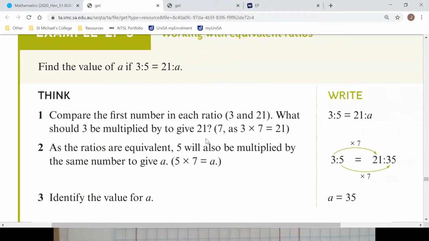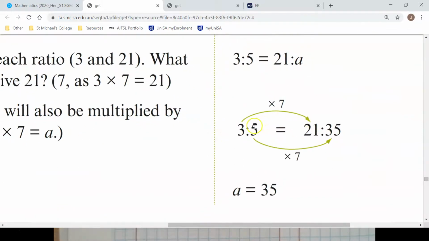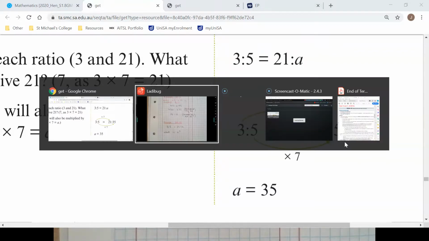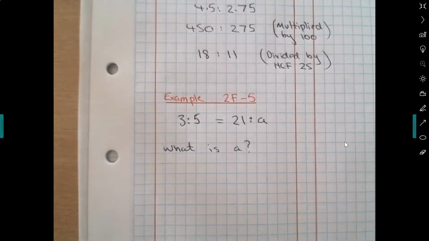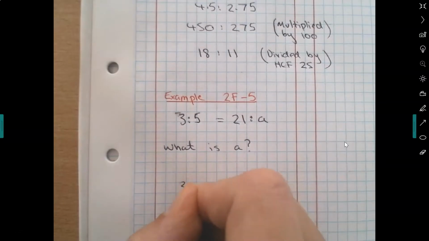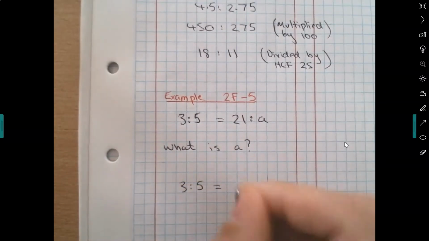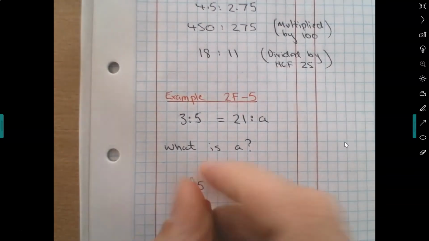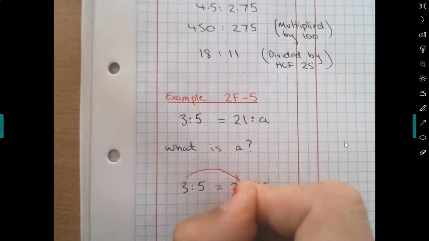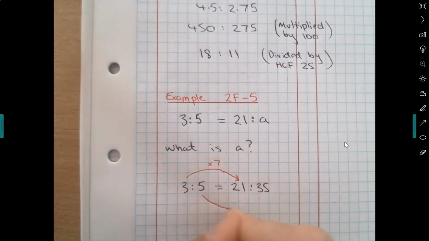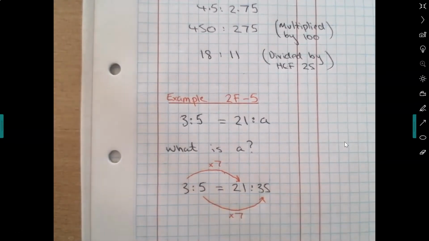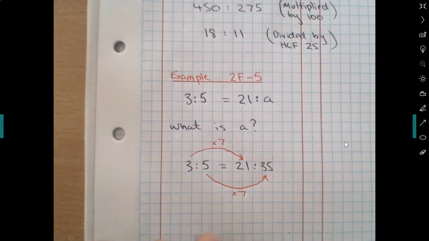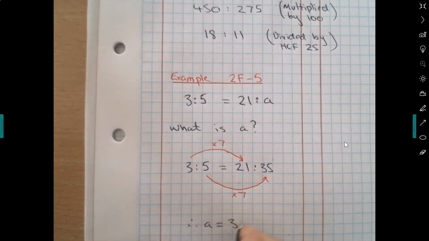So the way the textbook shows it, they showed that 3 to 21 they multiplied by 7, and therefore 5 to 35 they multiplied by 7, so A is equal to 35. So I'll show it the same way they did. They wrote 3 to 5 is equal to 21 to 35. They showed that the multiplier from here to here was times 7, and the multiplier from here to here was times 7. Therefore, A is equal to 35.